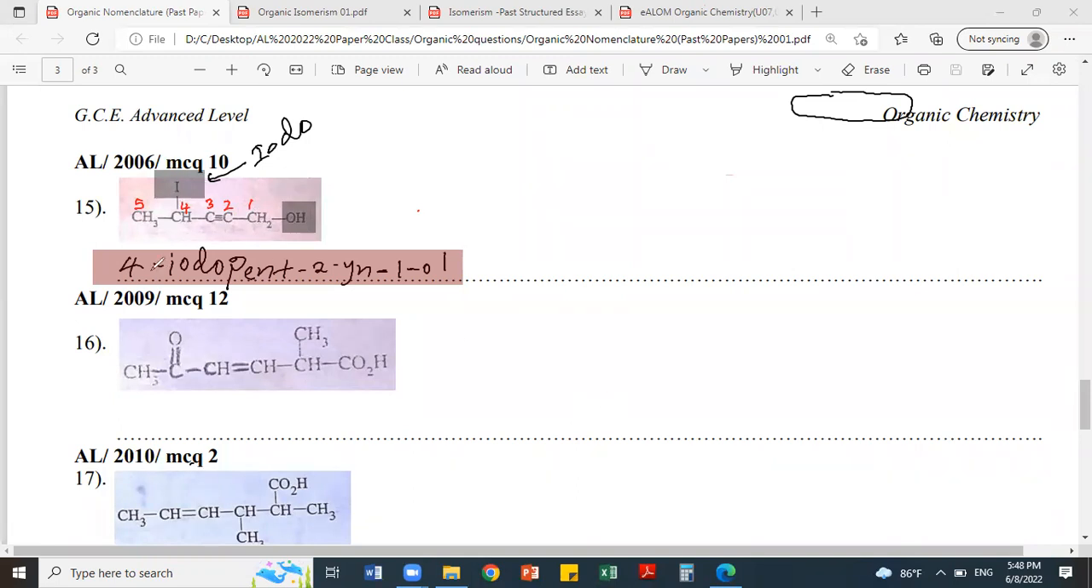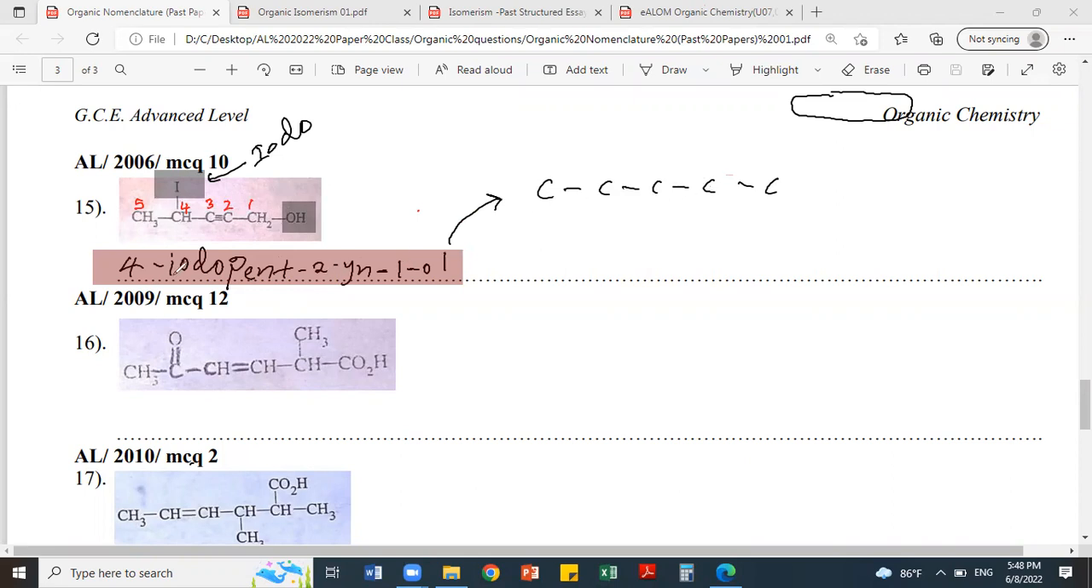How to do it? If you are given this name, don't look at the structure. What does pent mean? 5 carbon. So you write here 1, 2, 3, 4, 5. Look at here 1, 2, 3, 4, 5. Okay, so 5 carbon. Imagine from the name we are going to get the structure again. So you have to look at pent.